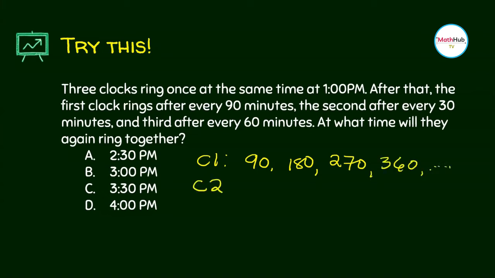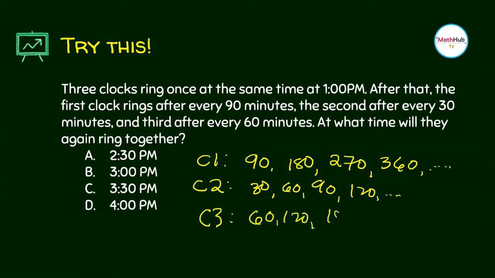For clock 2, every 30 minutes. So at the end of 30, 60, 90, 120, and so on. Clock 3, every 60 minutes. So 60, 120, 180, 240, and so on, right? At what time will they again ring together?